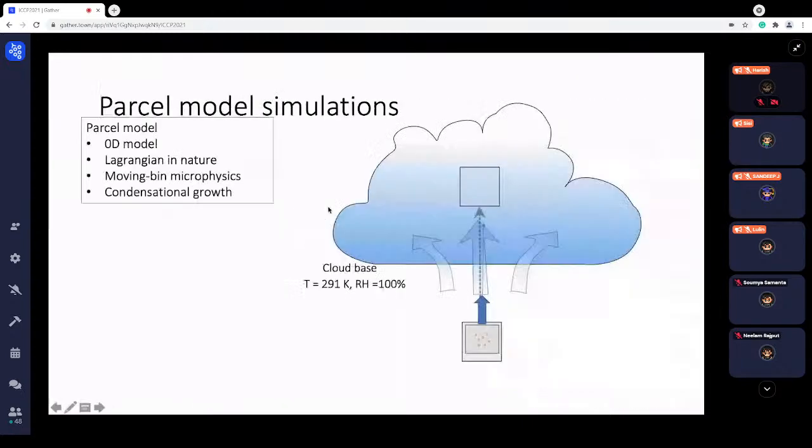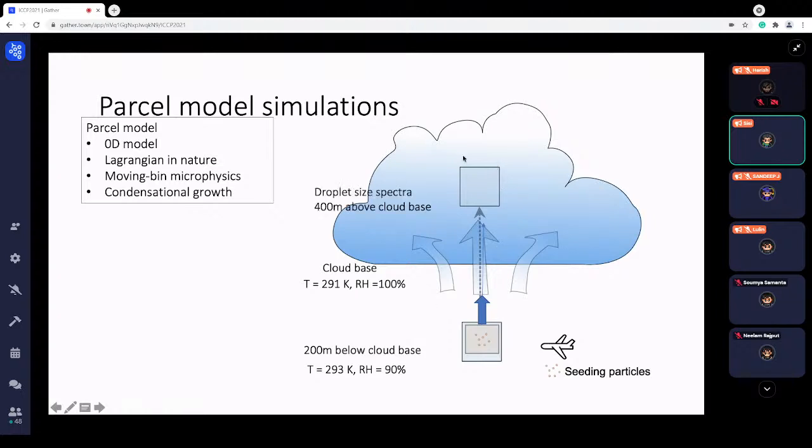The puzzle model is Lagrangian in nature, as we are following the air parcel's trajectory. We use the moving bin method to calculate the evolution of the droplet spectrum, so the numerical diffusion was reduced. The seeding was implemented at the subcloud layer, and an updraft was prescribed to bring the parcel into the cloud. The DSD near the cloud base was analyzed to evaluate the cloud seeding effect.